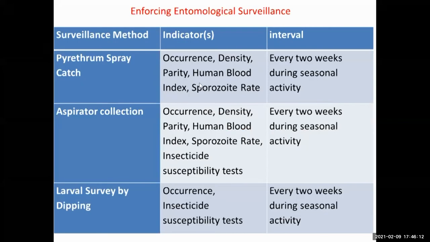Now, what are we going to do next? Now that we managed to lower the number of indigenous cases to zero in the last two, three years, we have to enforce entomological surveillance. These are the entomological surveillance activities currently being undertaken in the country to determine the occurrence, density, parity, human blood index, and sporozoite rate. It's done every 2 weeks during the seasonal activity of the mosquitoes. Also, other methods are used to do insecticide susceptibility tests.